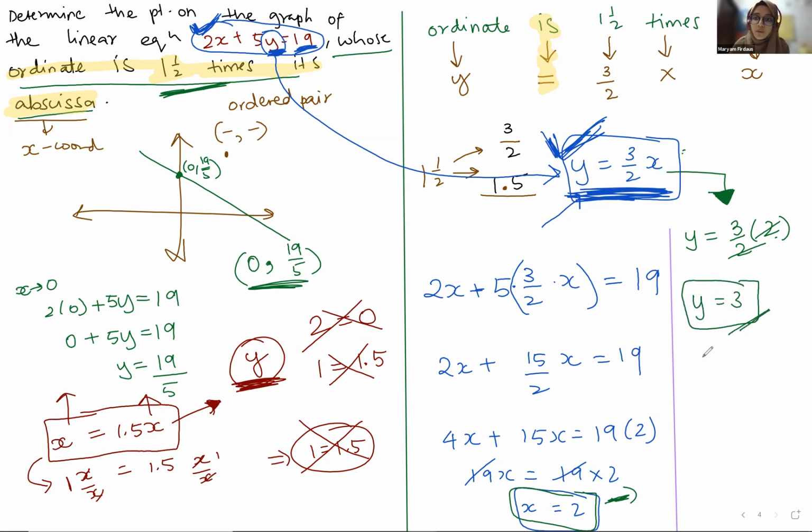Is it clear? So now the point that we were looking for, they said determine the point. The point turned out to be 2 comma 3. Let me know if you want me to move on to the next question.